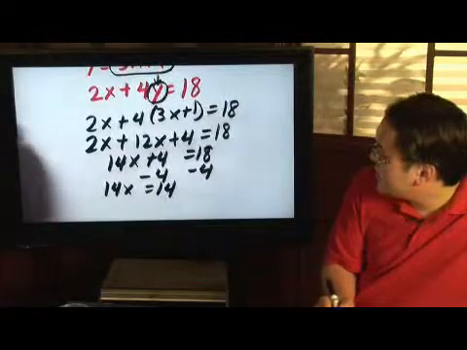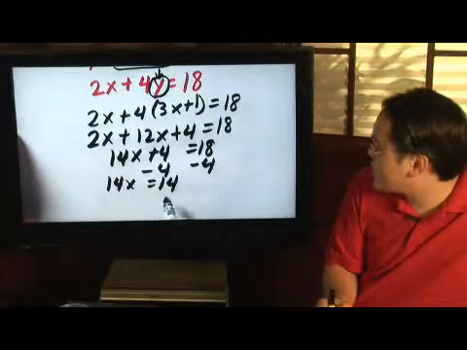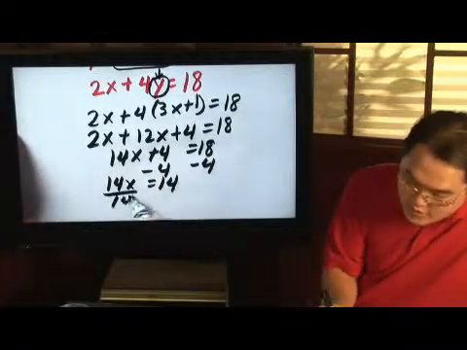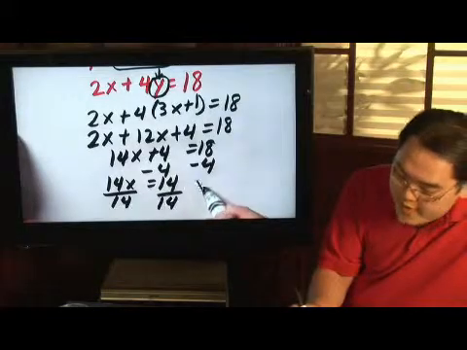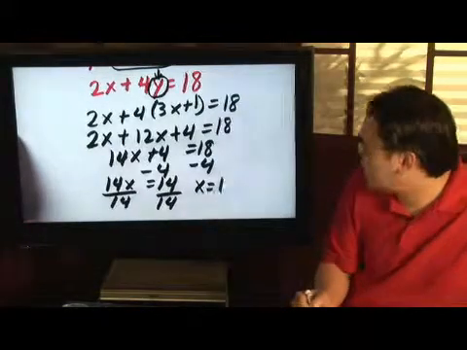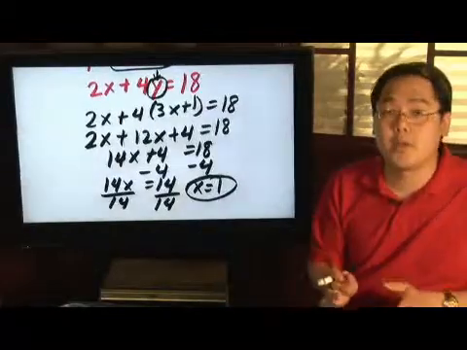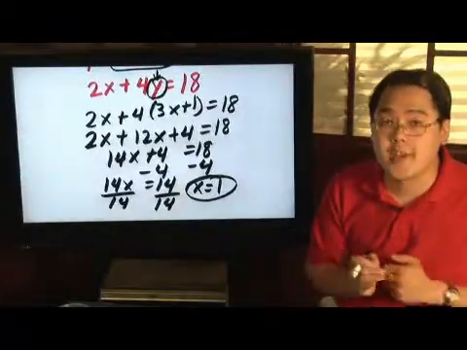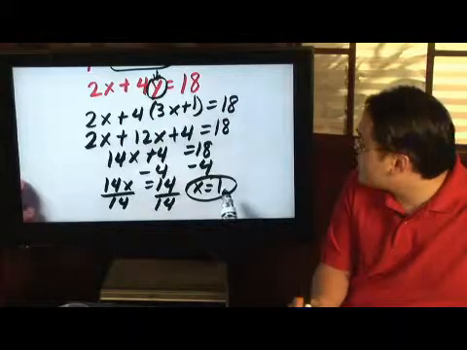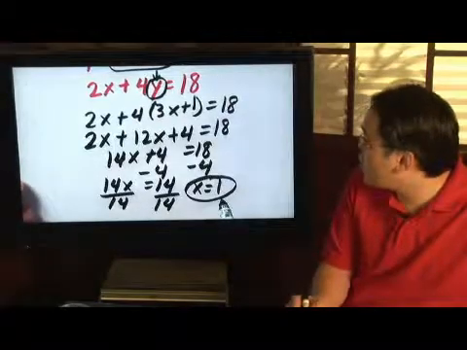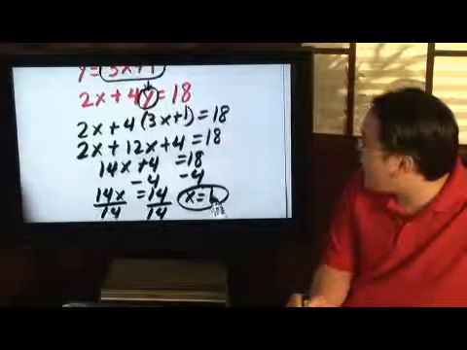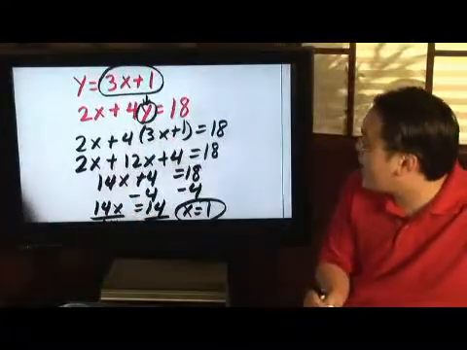And then 14 times what number is going to give you 14? Well, you divide, and as a result, you will have x equals 1. So that's one answer. However, remember, since you have x and y, you need to find out what the y is. But the good news is you know what x is. X is 1. So what you want to do is you want to plug the 1 back into any one of the original equations that I have up here.